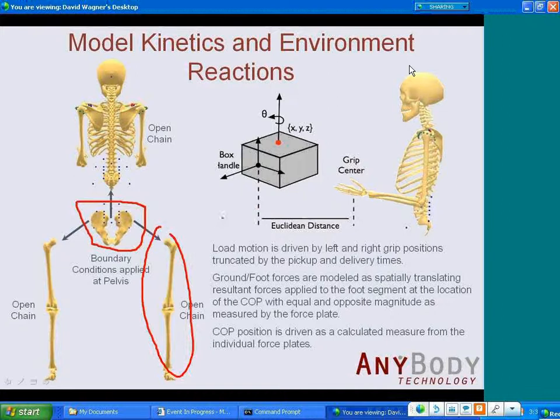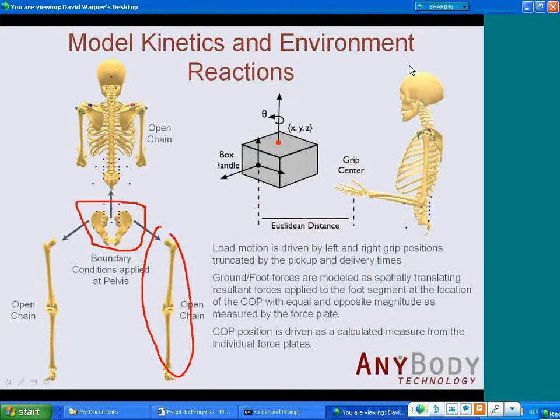This type of conditional constraint was taken from a 3D lifting analysis that was done on the AnyBody website. So again, another model that we cribbed and put into our own. And this worked pretty well.